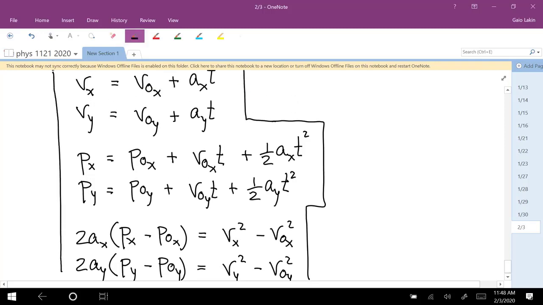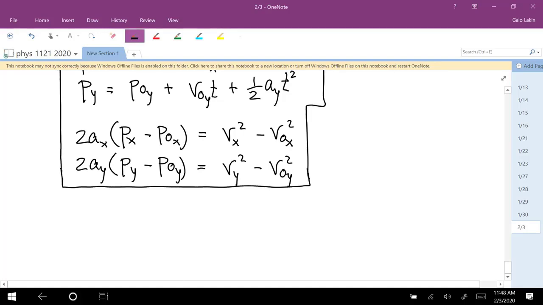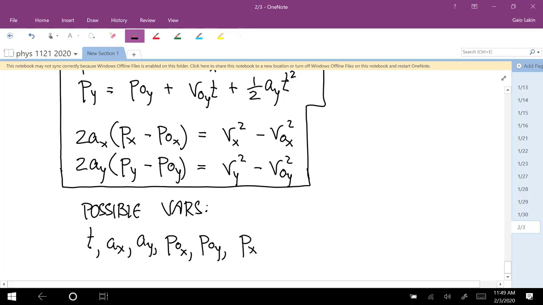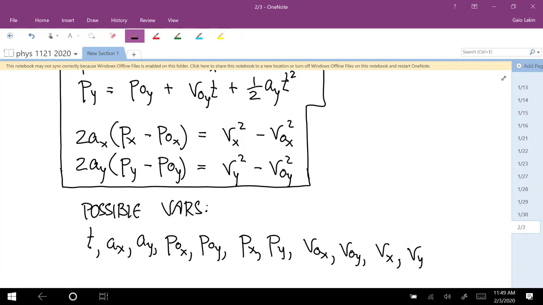Well, to solve problems with these, now there's a whole bunch more variables you have to keep track of. Before there was just t, a, p0, p, v0, v. Now for all of those except time, there are 2 components. So the possible variables that you're dealing with are now t, ax and ay, p0x and p0y, px and py, v0x and v0y, and vx and vy. So we went from dealing with 6 total variables to, I think, 11 here now.